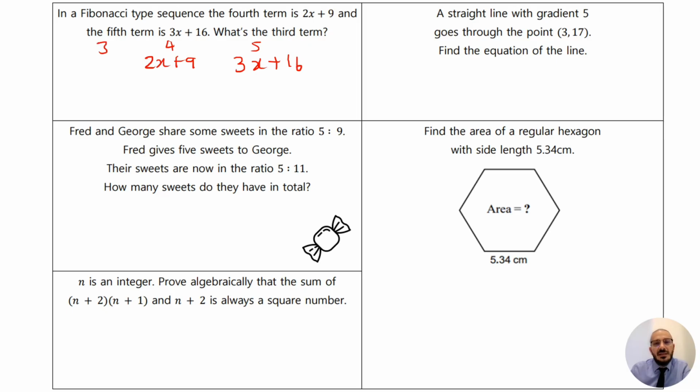Obviously, in order for me to get the fifth term, I added whatever the third term is to the fourth term to find out what the fifth term was. So if I take those two away, I would be able to find out what the third term is. So 3x take away 2x is x. 16 take away 9 is going to be 7. So the third term is going to be x plus 7.